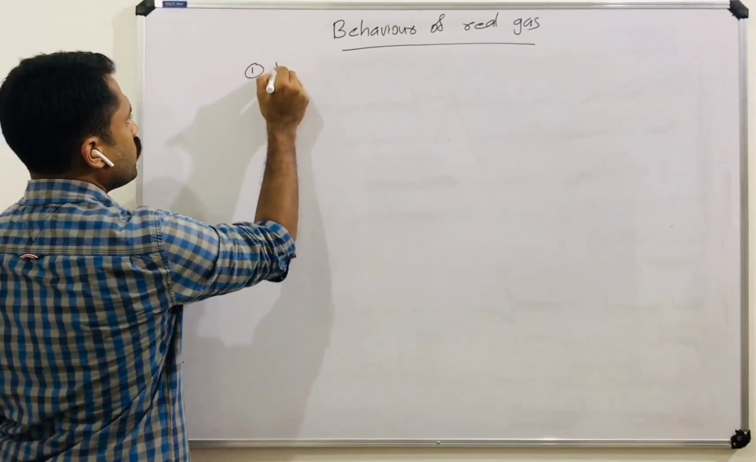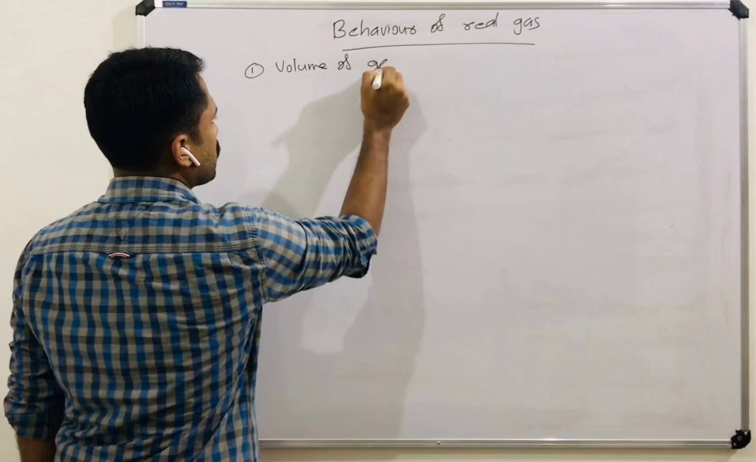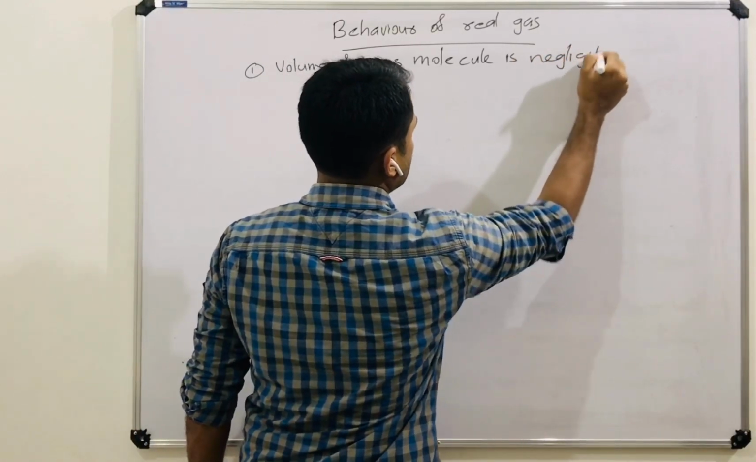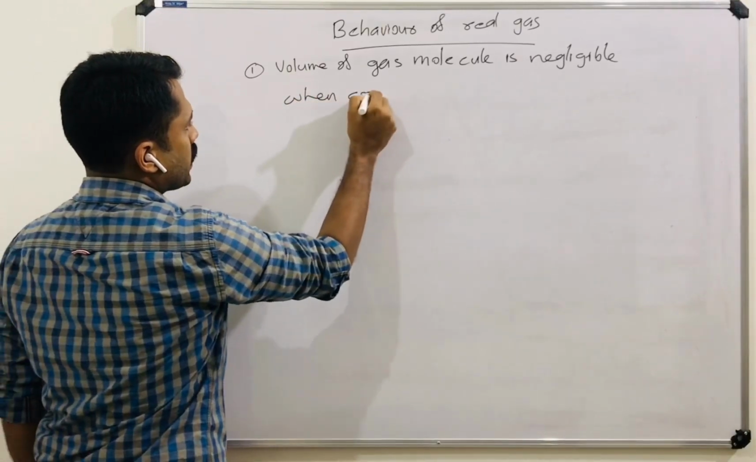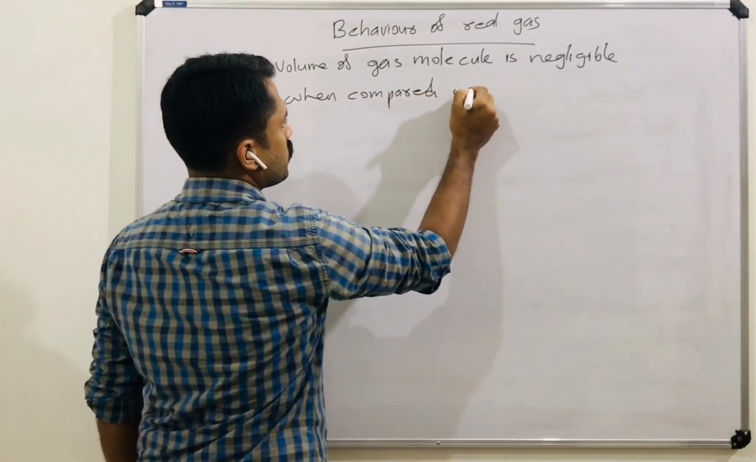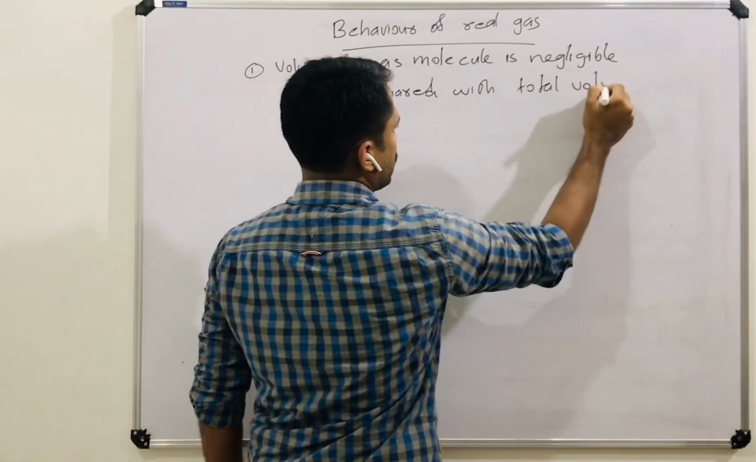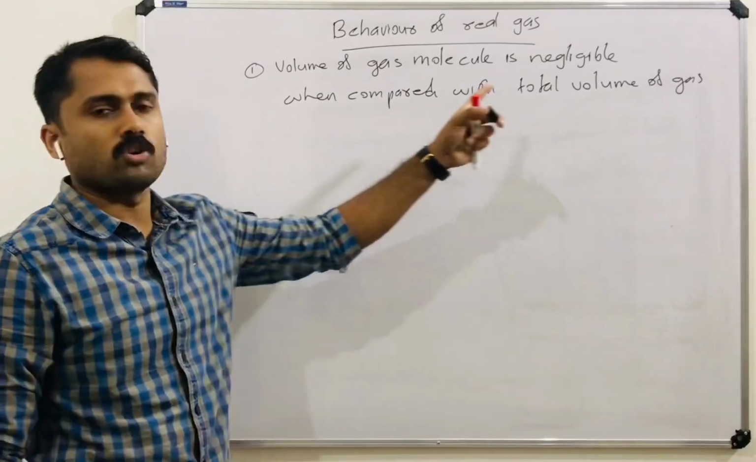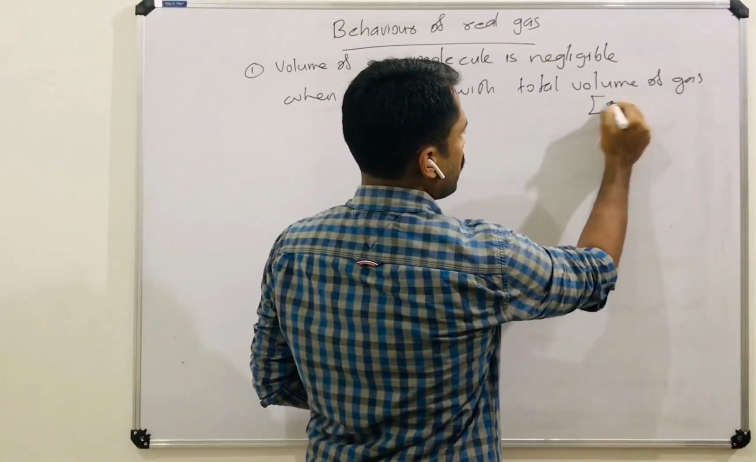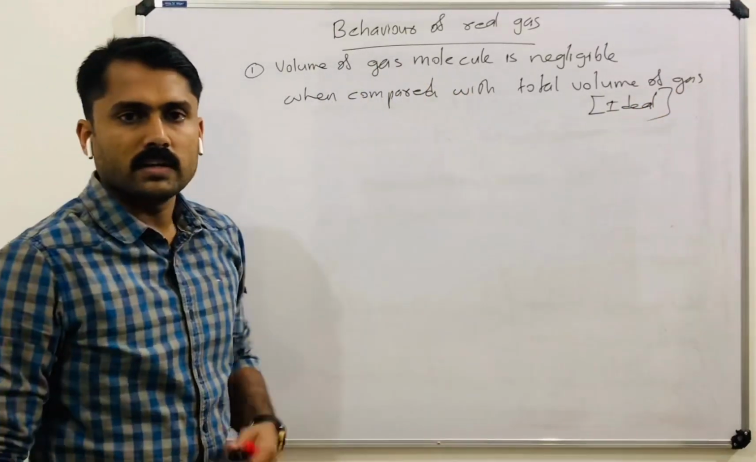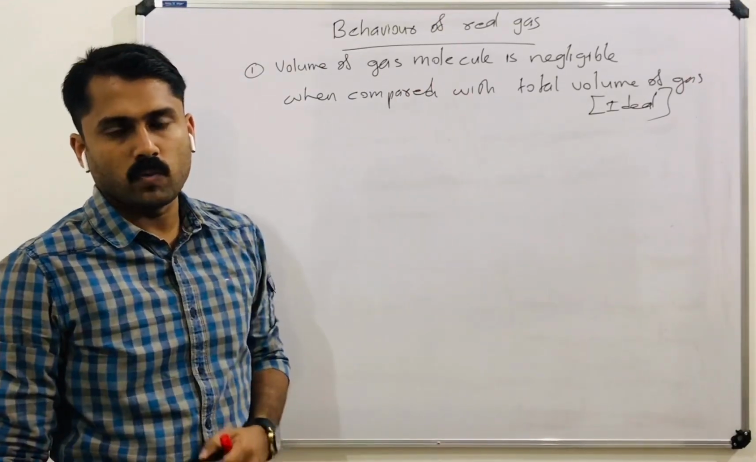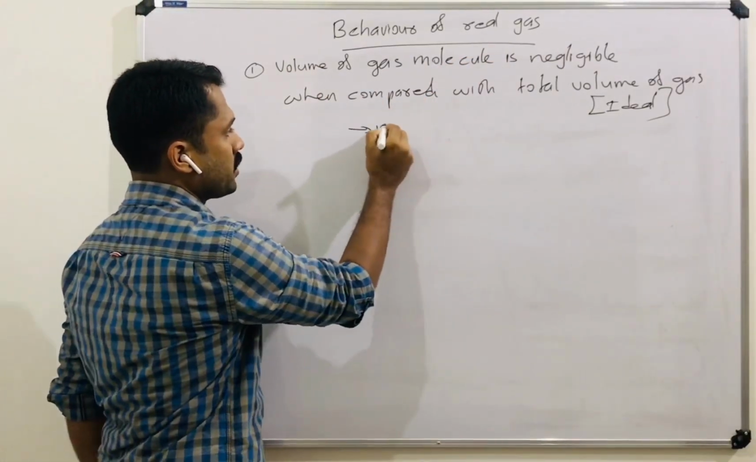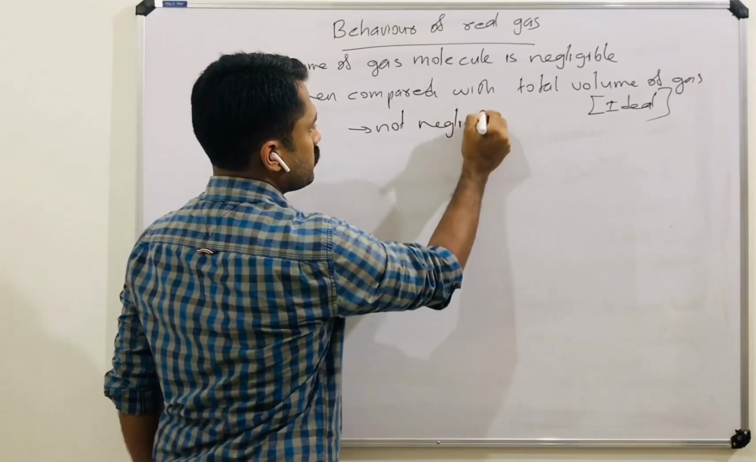Number one, volume of gas molecule is negligible when compared with the total volume of gas. This is the behavior of ideal gas. But real gas shows deviation from this postulate. Volume of gas molecule is not negligible for real gas. So I am mentioning here: not negligible for real gas.